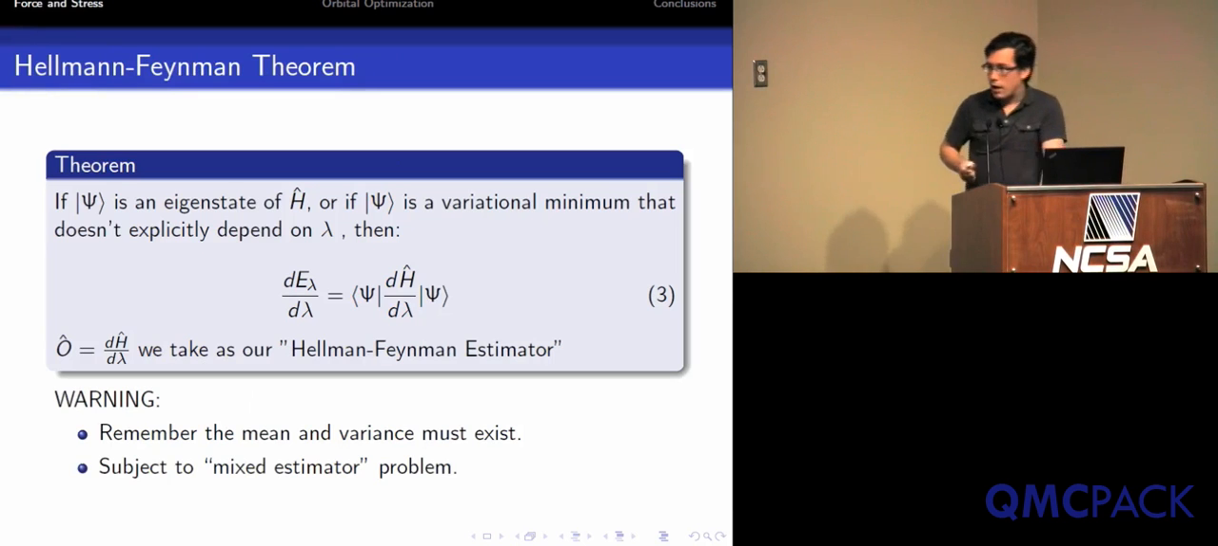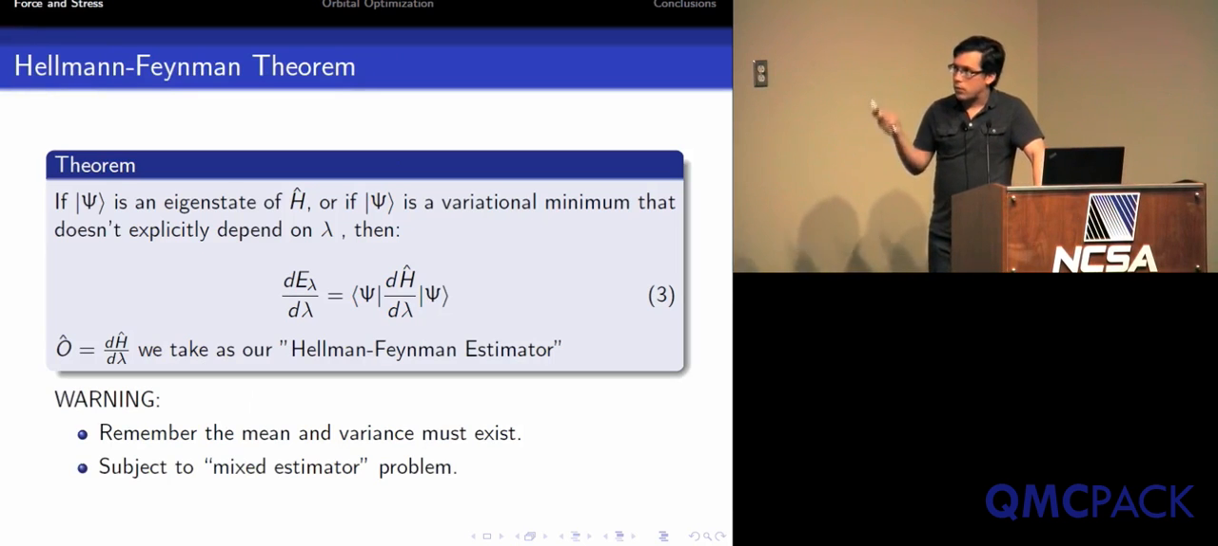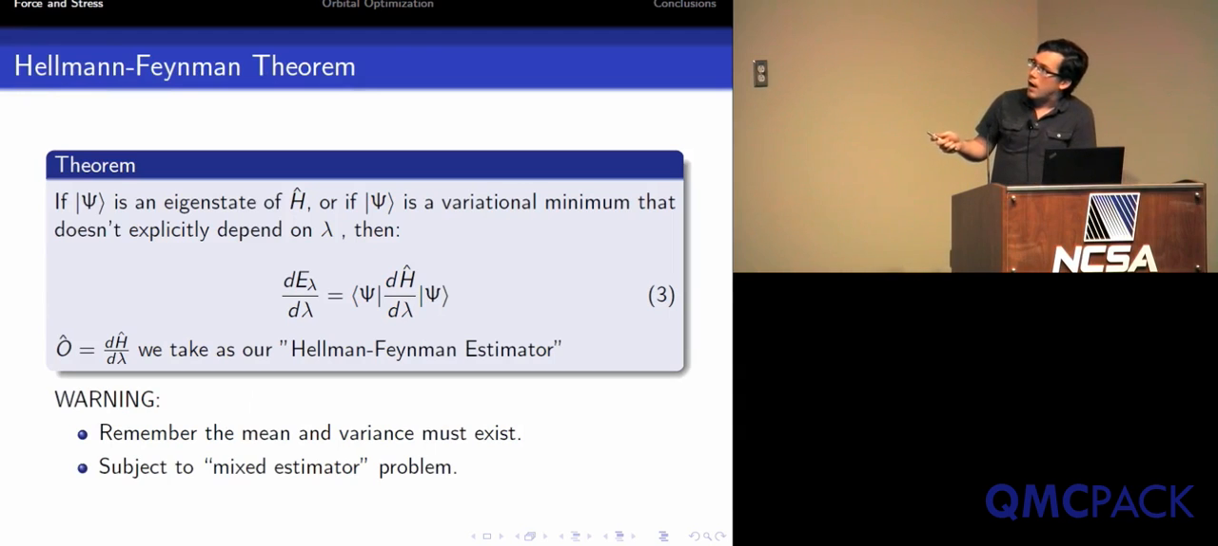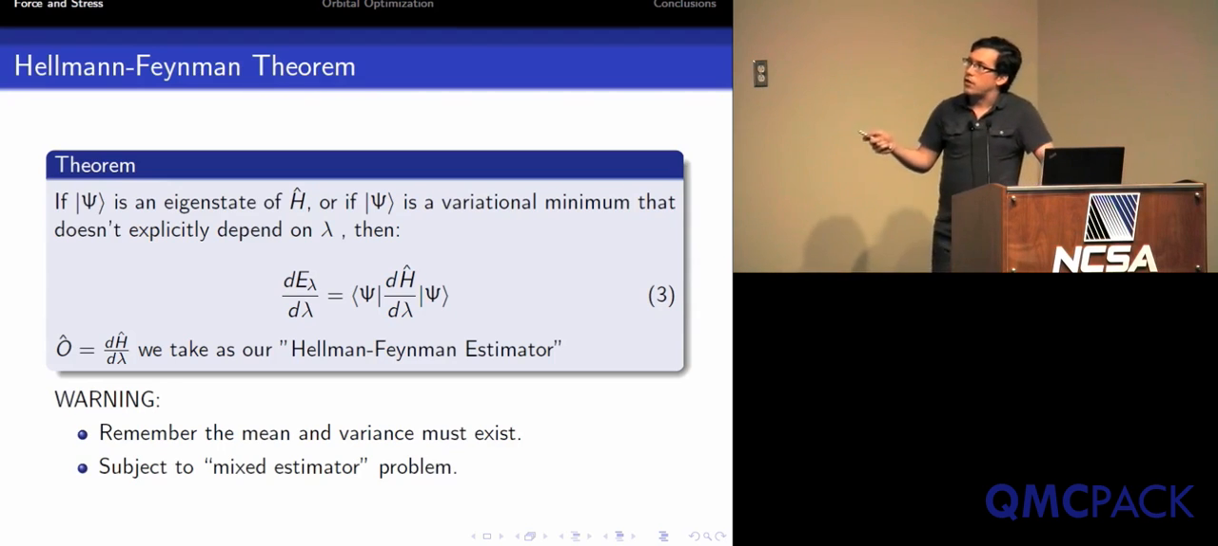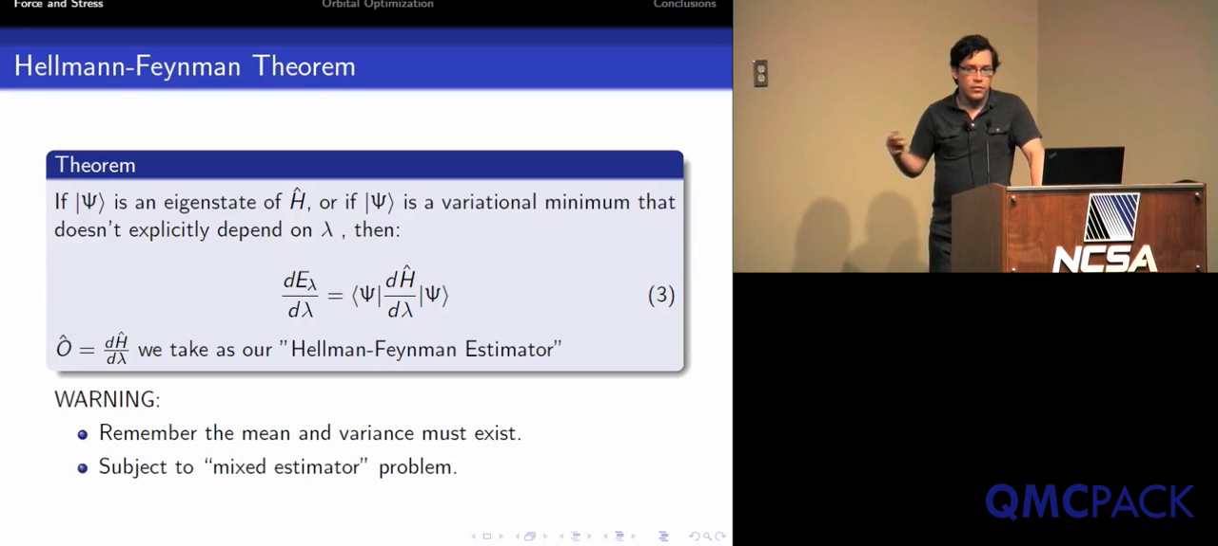So, quantum chemists have known this for a while. This is a pretty basic theorem, but we don't have to do finite differences in electronic structure theory. As long as psi is an eigenstate or a variational minimum, you can show that the derivative of the energy with respect to any parameter in your Hamiltonian is just going to be the expectation value of the derivative of your Hamiltonian.